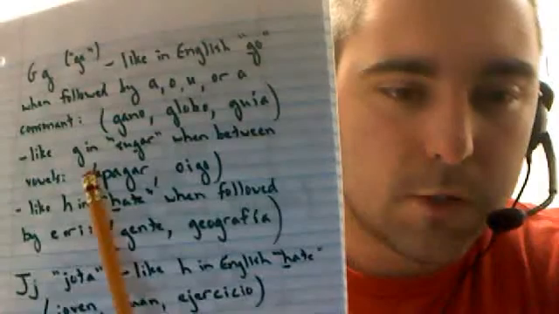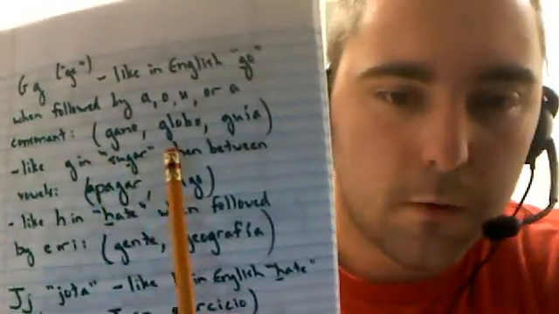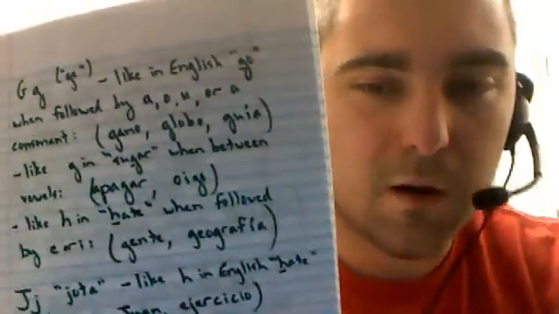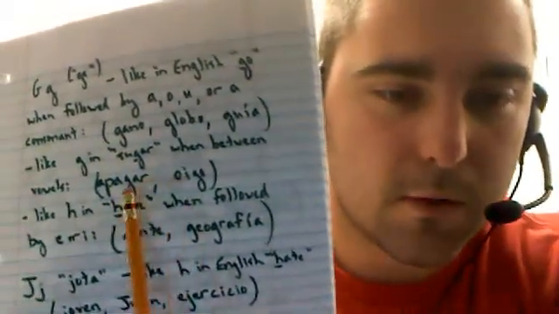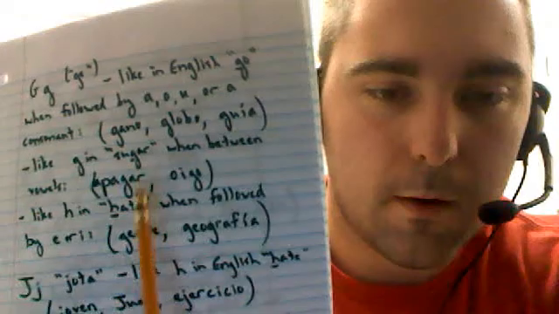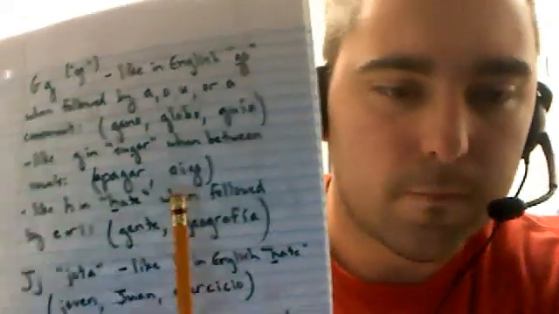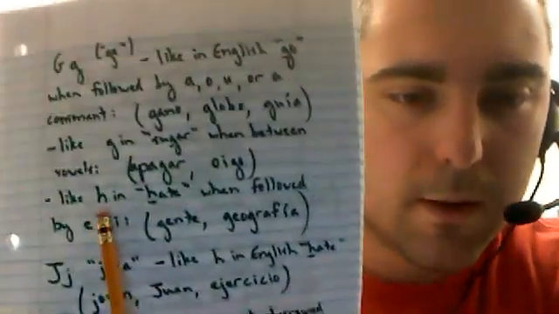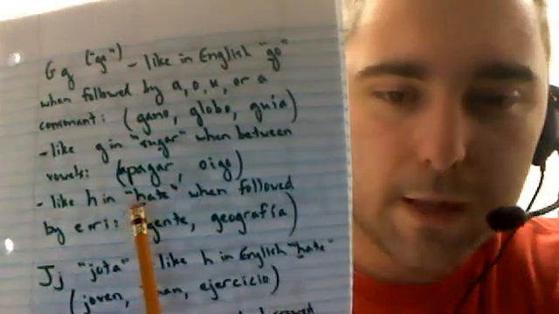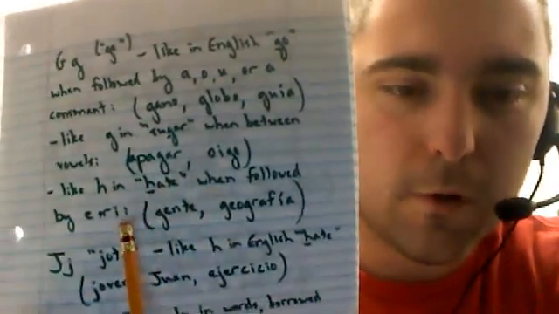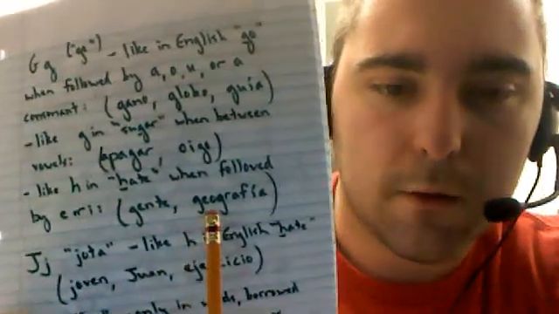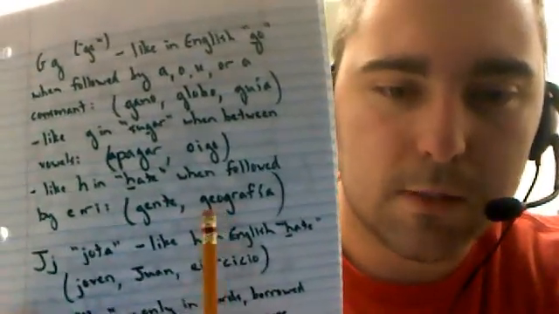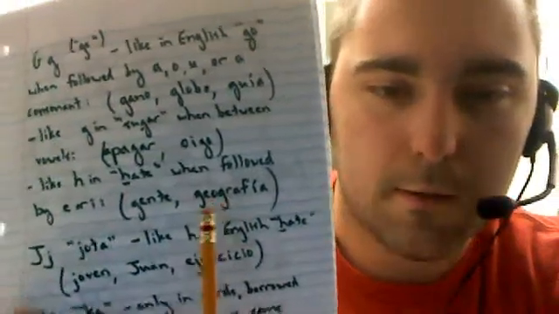It's pronounced like the G in sugar, like a sort of less glottalized G, when it's in between vowels. So apagar and oigo. And it's pronounced like the H in the English word hate when it's followed by an E or an I. So, gente and geografía. You can see both G's in geografía.